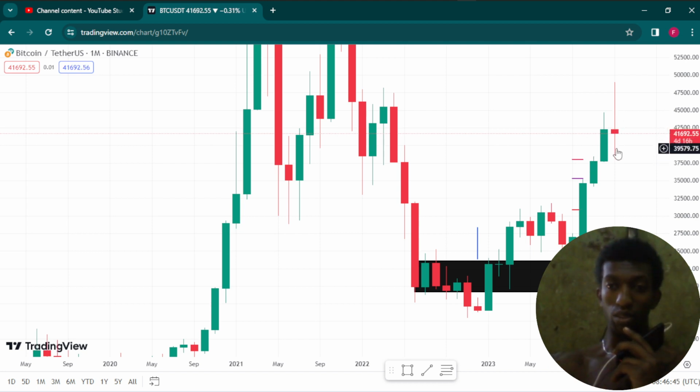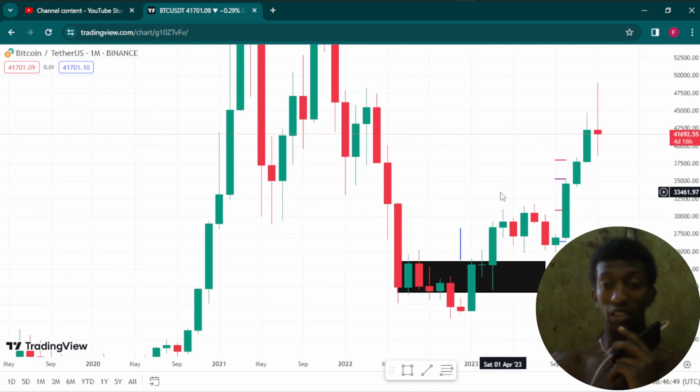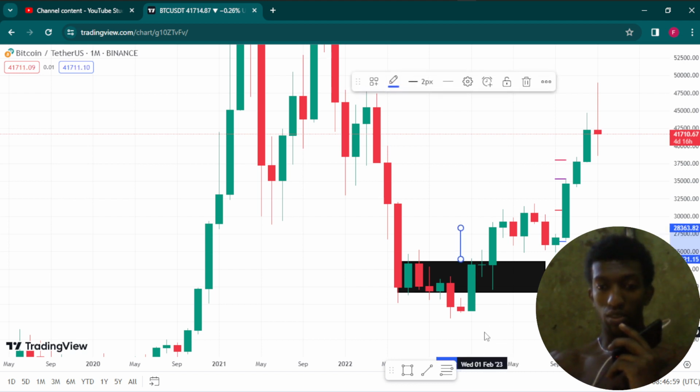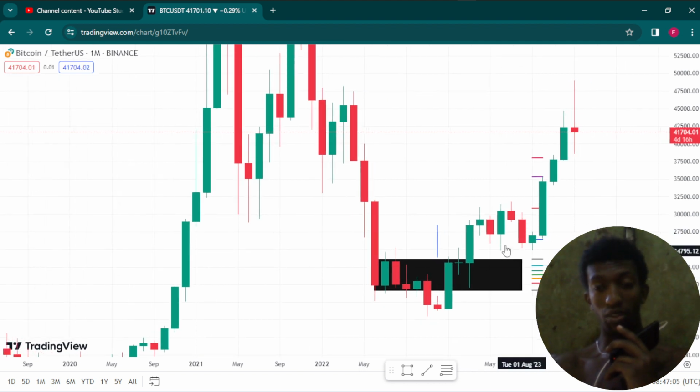It started to retrace, right? It started to retrace. So this is a great trade. This could have been a great trade, a great trade if you had entered in. It was in February 2023. It was recently that it happened.